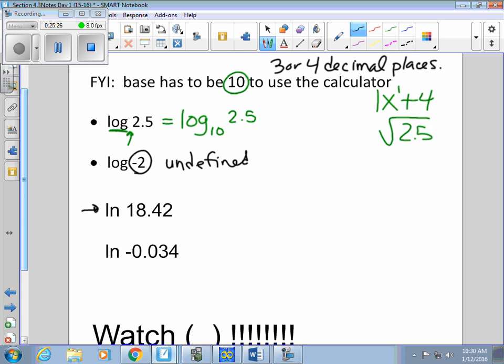Say it again, Brady. What'd you get when you put it in? Give me the next. Are we good? So you could also put 0.914. Now, you probably want to know what ln means because it looks a little different than log.